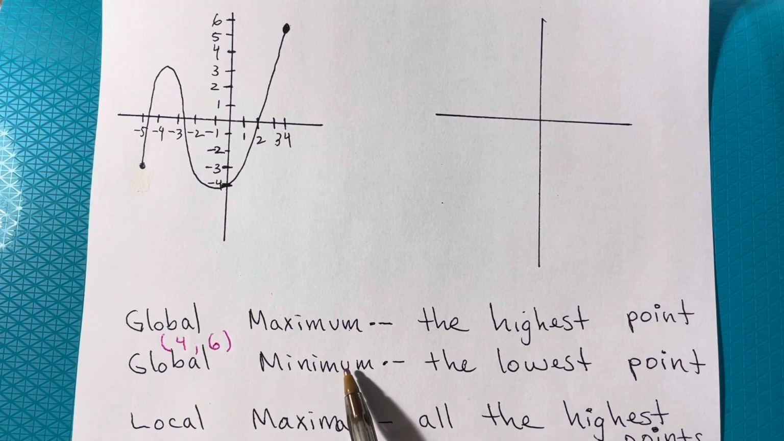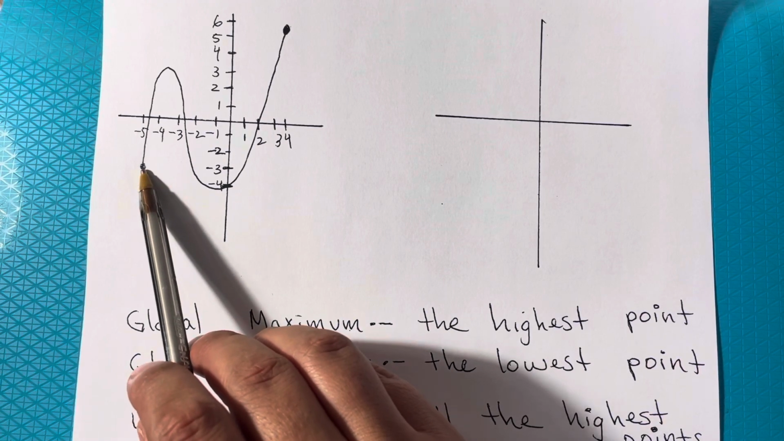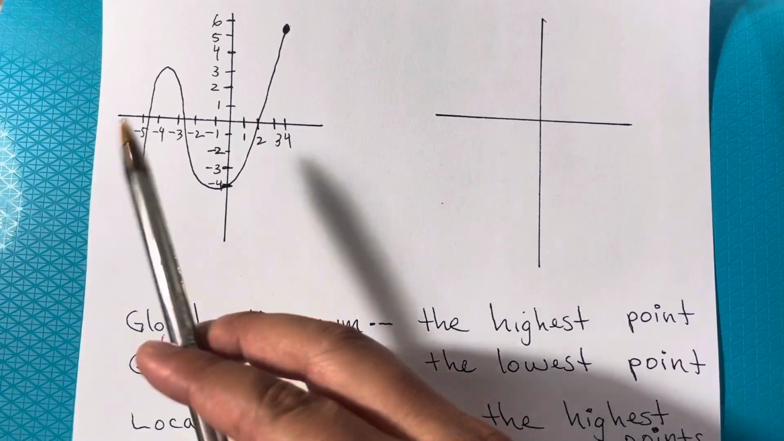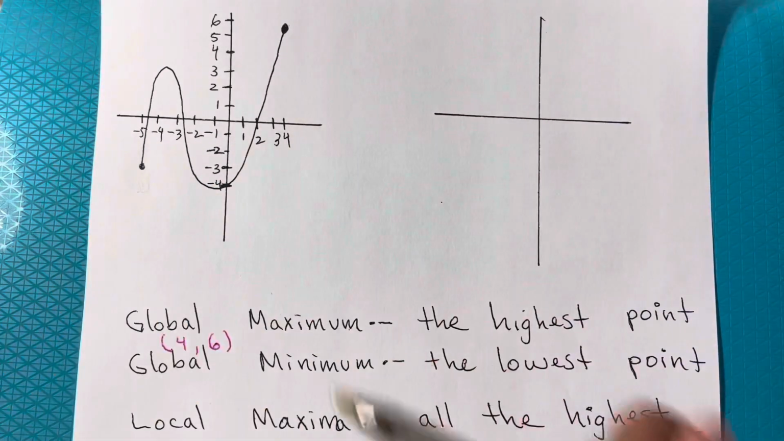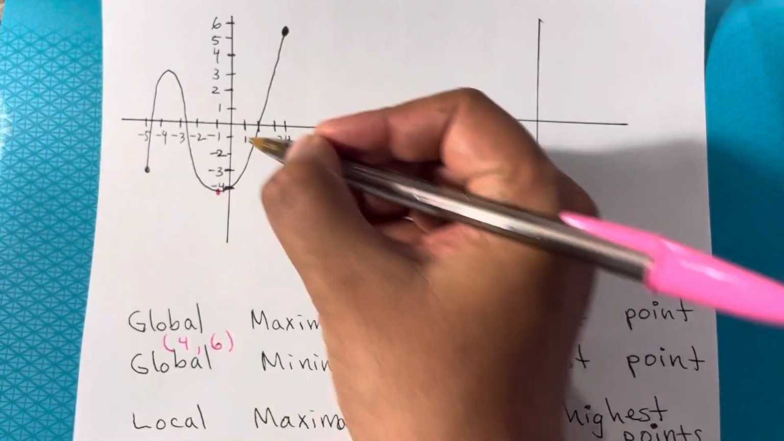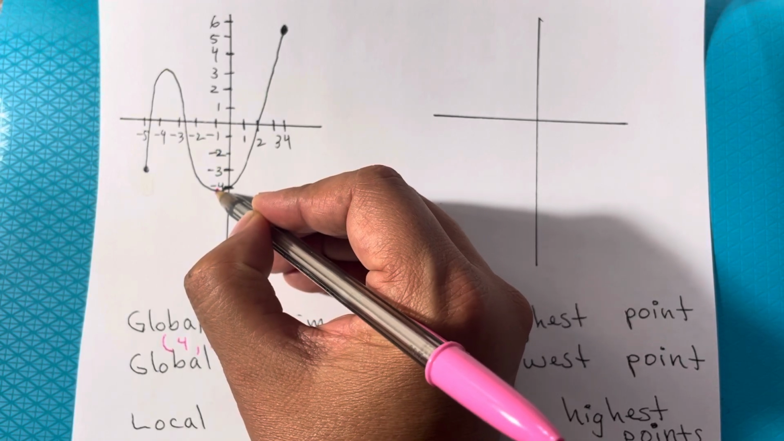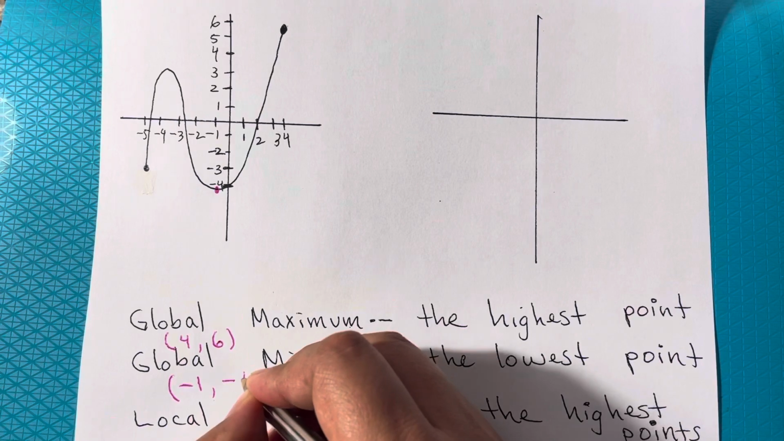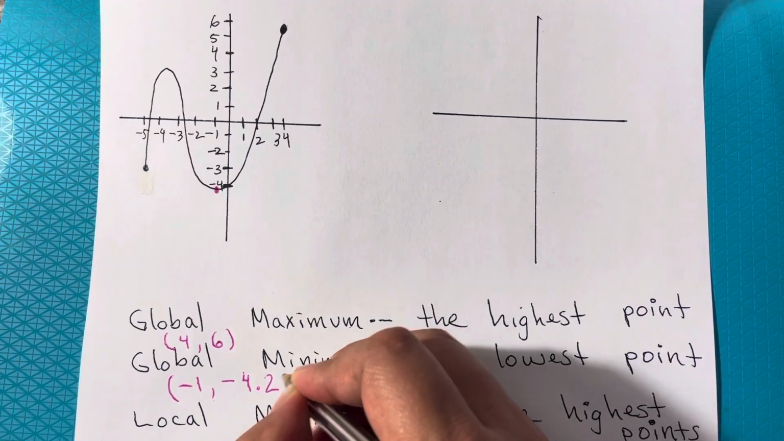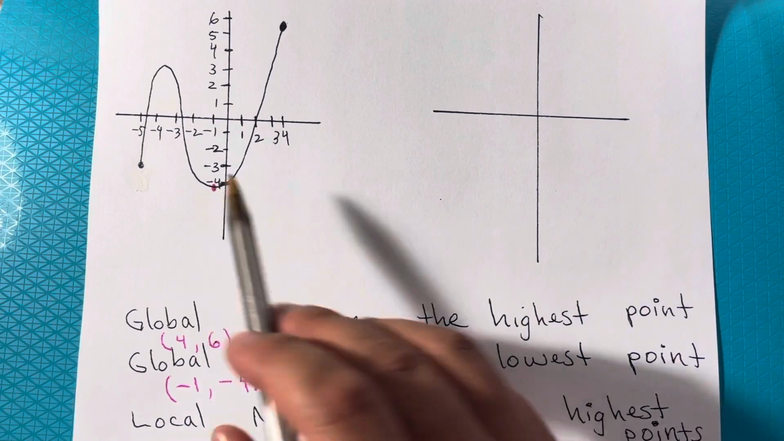And then the global minimum will be the lowest of all points. It's not the one on the left, because a lot of people get confused with that one. It's the lowest. If you notice, it's going like this. This is lower than that one. So this is the lowest point, which seems to be (-1, -4.25). So that's the global minimum.